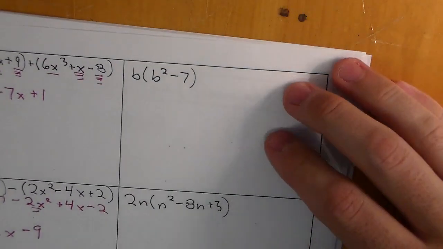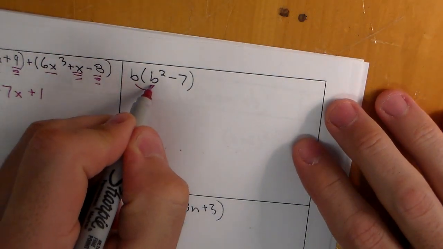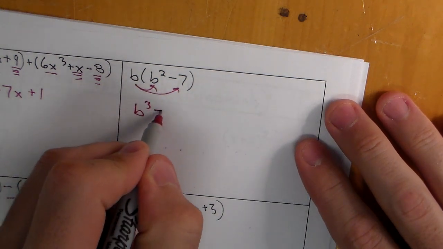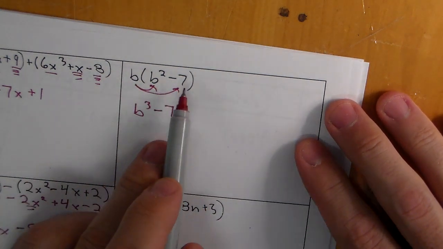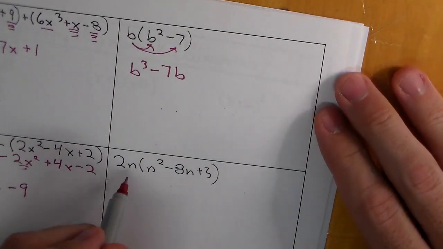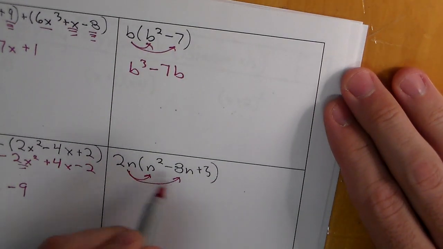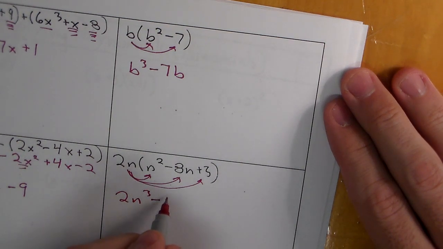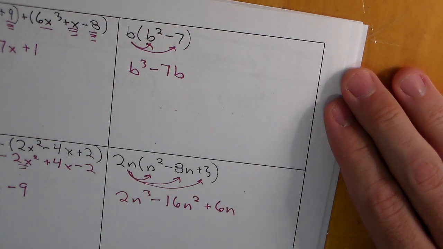Over at our distributive properties, we have b times b squared, which is going to be b to the third. b times negative 7 is negative 7b. Don't forget that negative. 2n multiplied to our trinomial. We get 2n to the third minus 16n squared plus 6n.